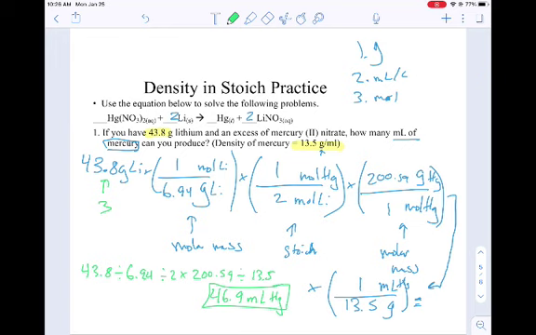So that's how to use density. It's just another conversion factor that allows you to go from gram to mL. And because you can always go mole to gram, it works out. So there is your helpful instructional video on density.